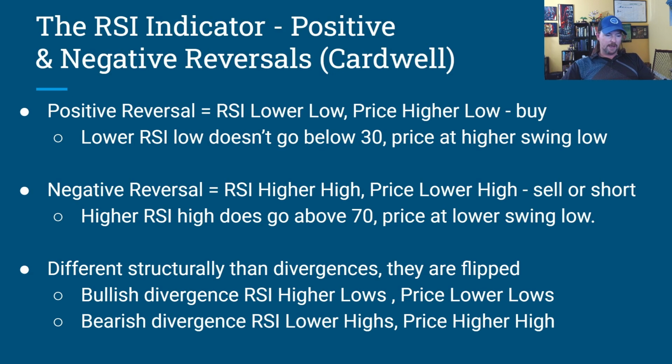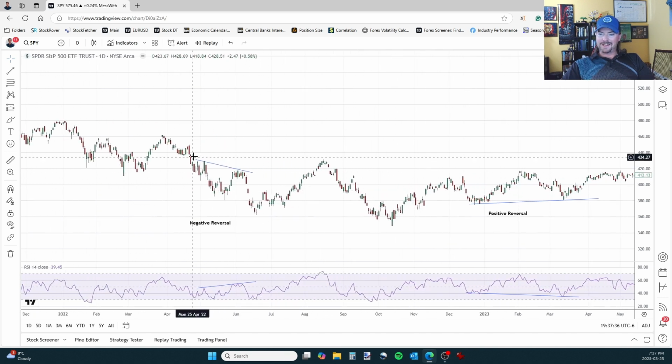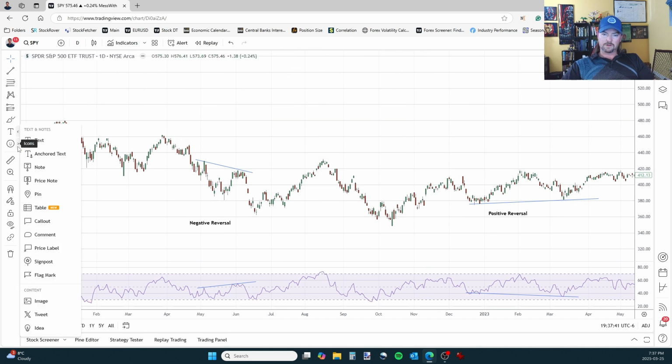So let's look at a couple examples. So this would be an example of a negative reversal. This is a sell signal. So this would be your sell.